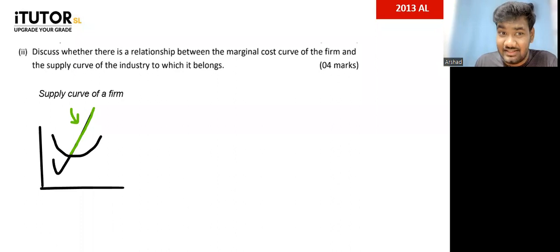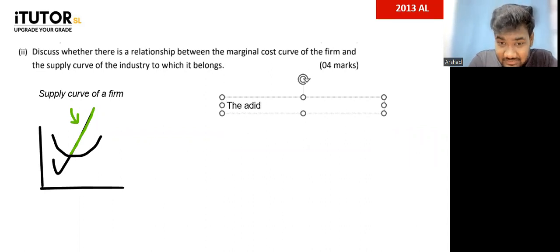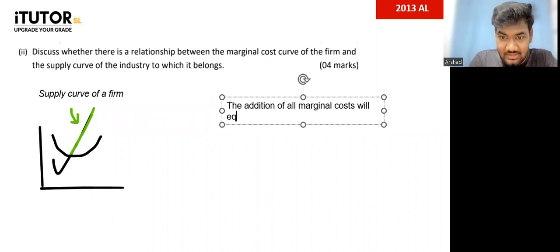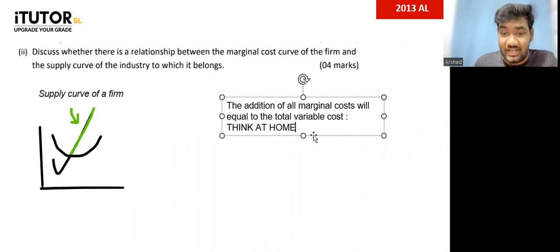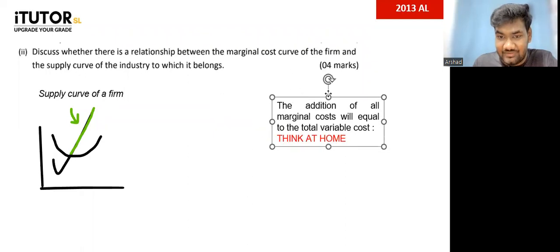You'll remember that. And I'll give you all some time to think. Go through the questions, the calculation that we did, right? The point that I'm saying is the addition of all marginal costs will equal the total variable cost, right? So this is something for you to think at home. How does this happen? I would have shown this to you when we did the calculation. This is for you to think at home.